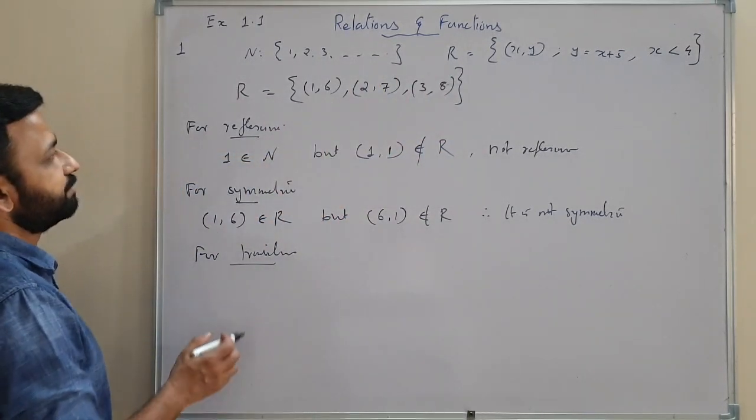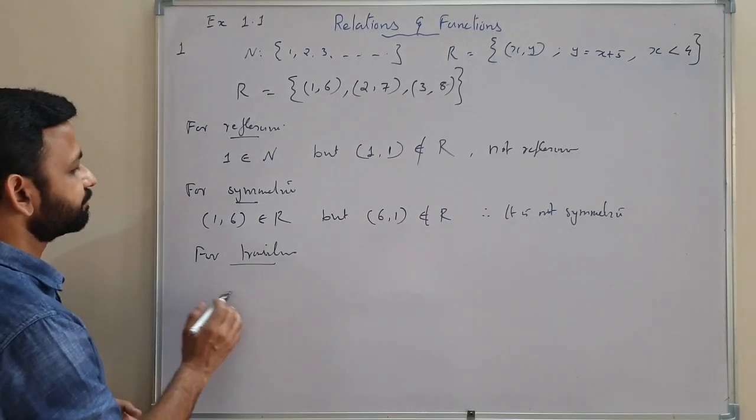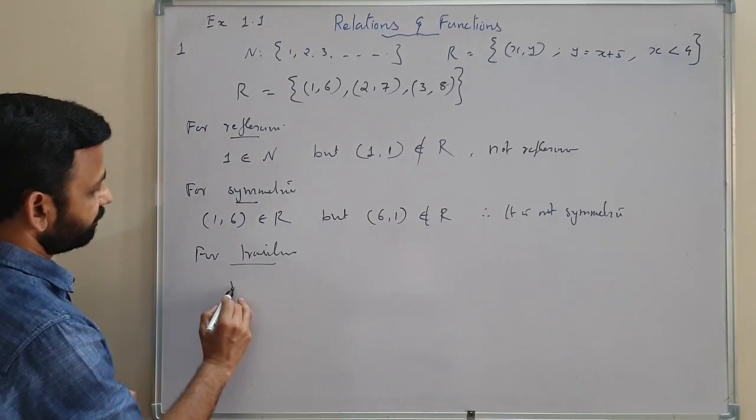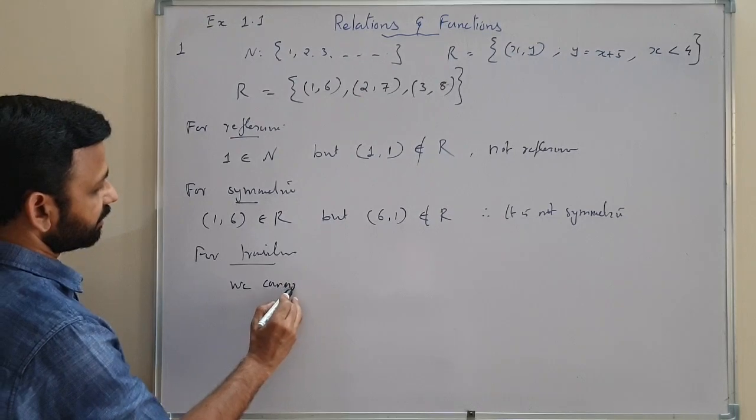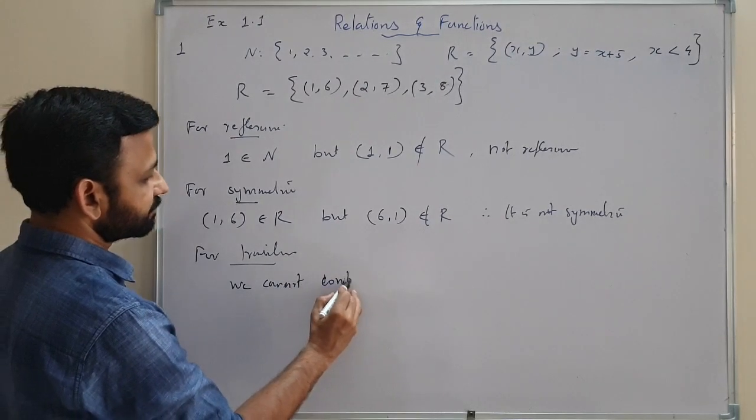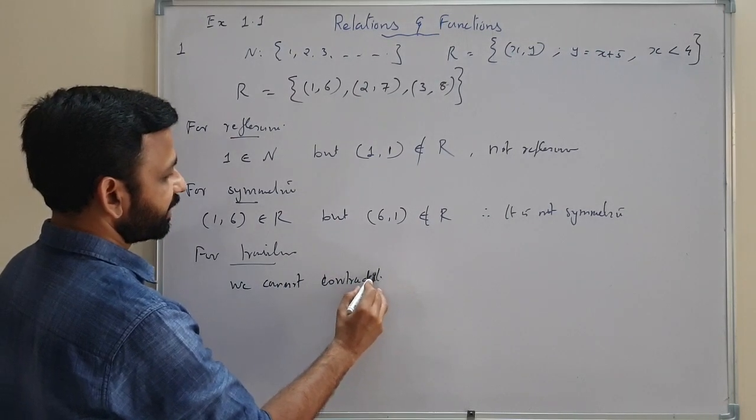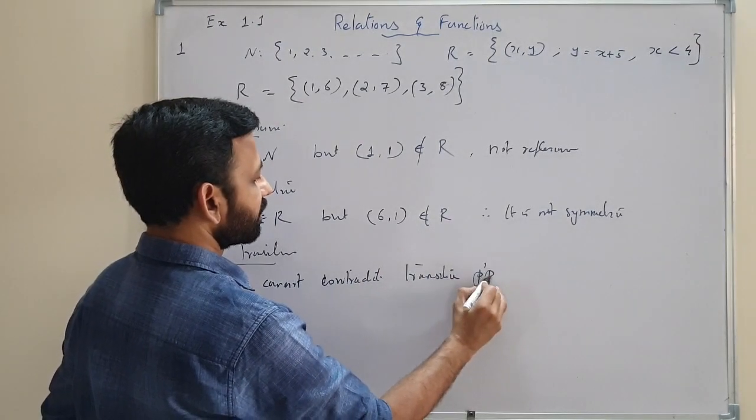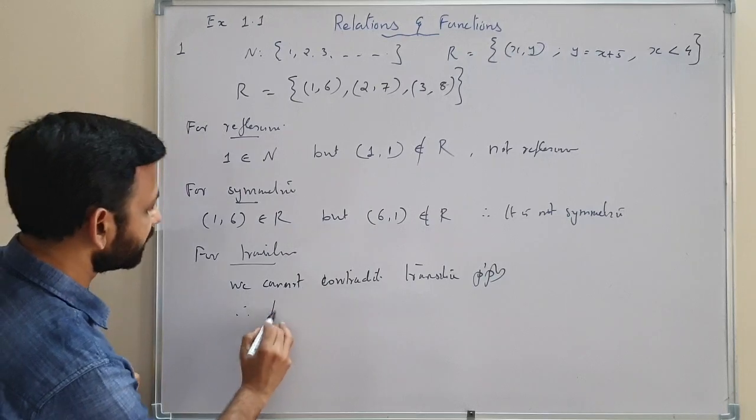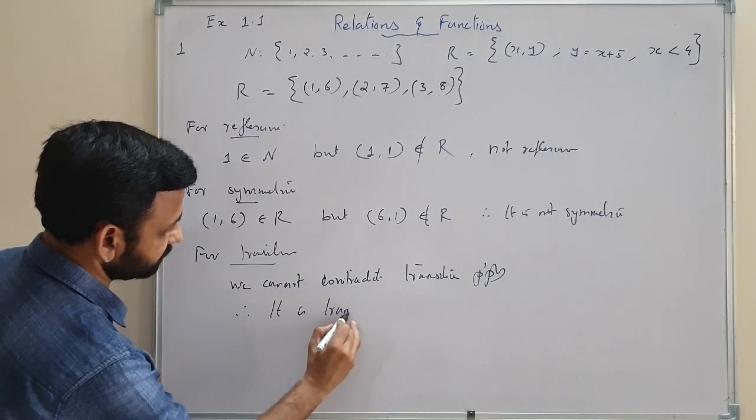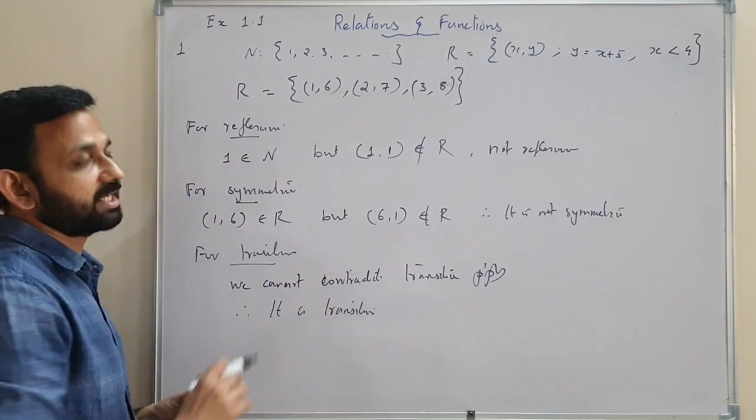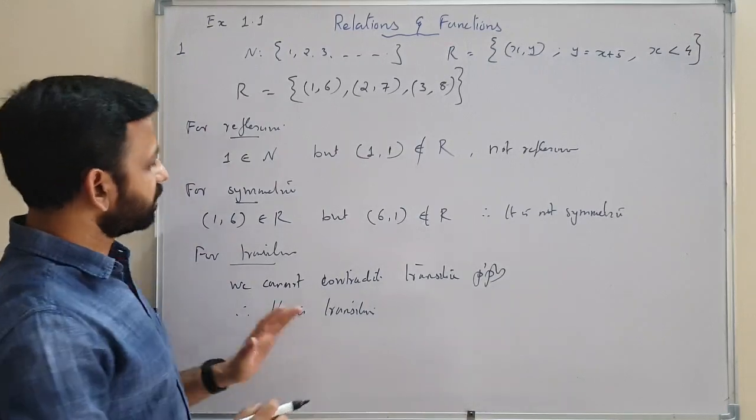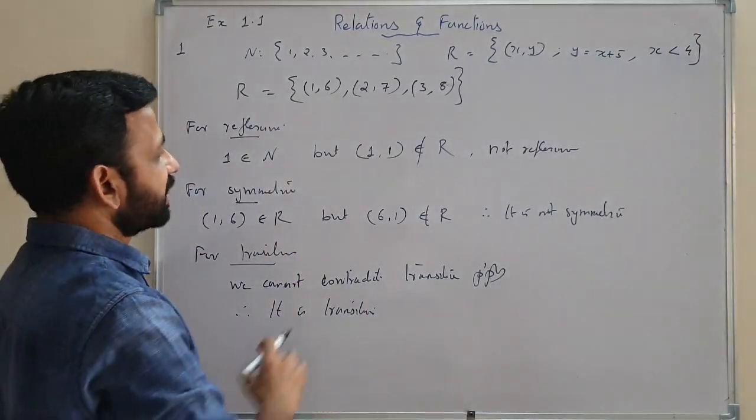So for transitive, we can say that we cannot contradict the transitive property. Therefore, it is transitive. So this relation is transitive because we cannot contradict the transitive property.